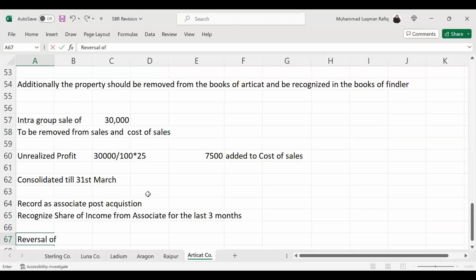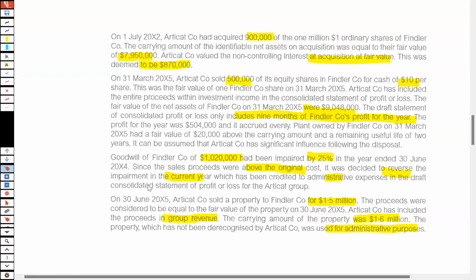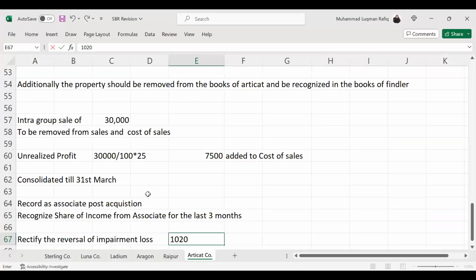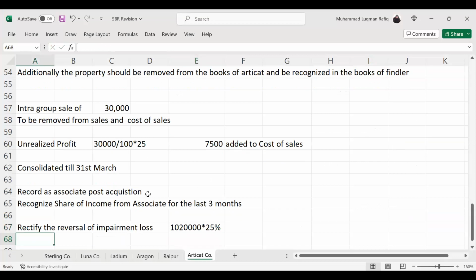Reversal of impairment. Rectify the reversal of impairment loss. It's actually going to be how much? 1020,000 into 25%.